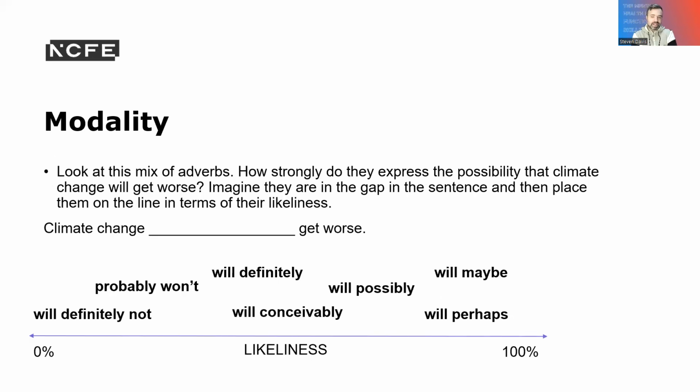So modality looks at a mixture of adverbs. How strongly do they express the possibility that climate change will get worse? Imagine they are in the gap in the sentence and then place them in the line in terms of their likeliness. Right, so again, climate change will definitely get worse.